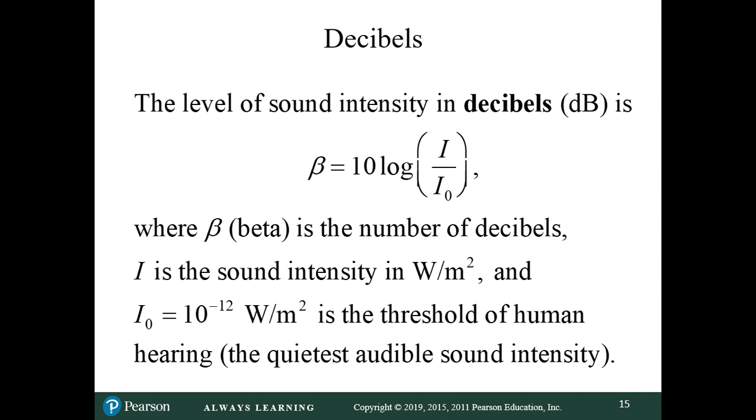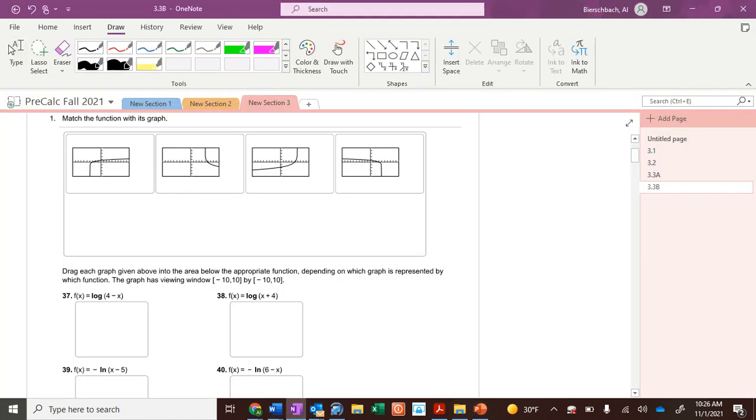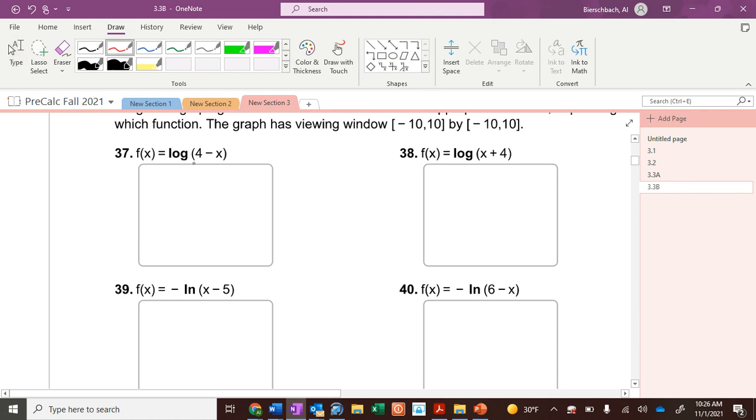Okay, and then we're not going to worry about the decimal stuff. I didn't put any of that on there. So if we look at these graphs, the log of 4 minus x is the same as the log of -x plus 4. If it happens inside the parentheses, we're going to flip around the y-axis.